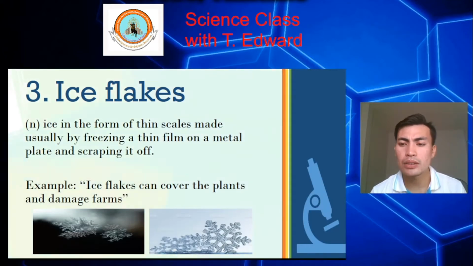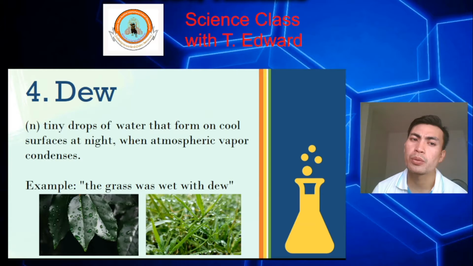Number 3, ice flakes. Ice flakes is a noun. It is ice in the form of thin scales made usually by freezing a thin film on a metal plate or scraping it off. Example: ice flakes can cover the plants and damage farms. Number 4, dew. Dew is not a rain. It is tiny drops of water that form on cool surfaces at night when atmospheric vapor condenses. Okay? Example: when you are walking on an area where there's a lot of grass, you will become wet, okay, because of the dew.